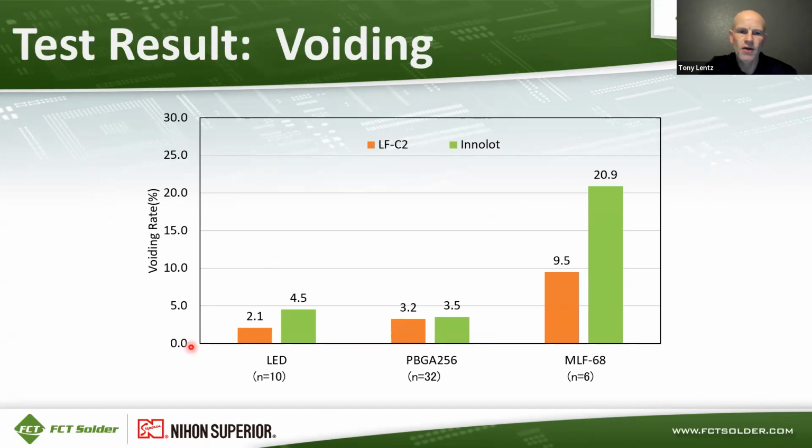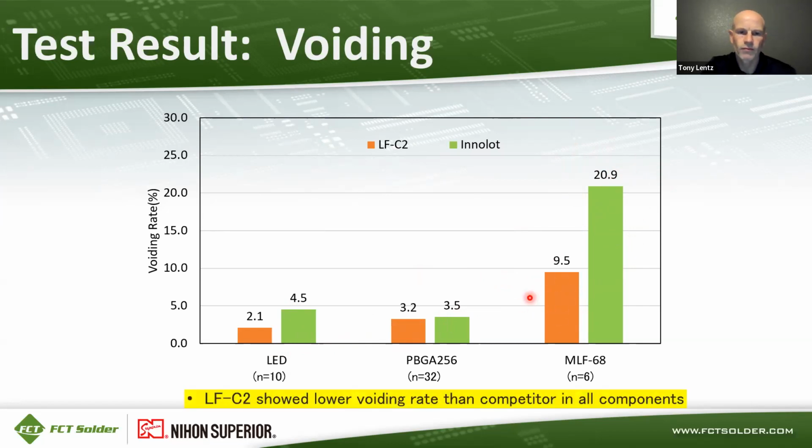Here's voiding data for 3 different components, an LED, the BGA 256, and the MLF 68. This is comparing LFC2 in the orange bars versus Inalot in the green bars. You can see for the LED, Inalot had a little higher voiding level. For the BGA, they were roughly equivalent, but for the MLF 68, which is a bottom terminated component, there was a much higher voiding for Inalot than for LFC2. So LFC2 overall showed lower voiding than the competitive alloy.